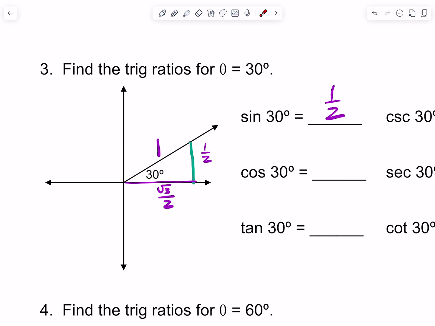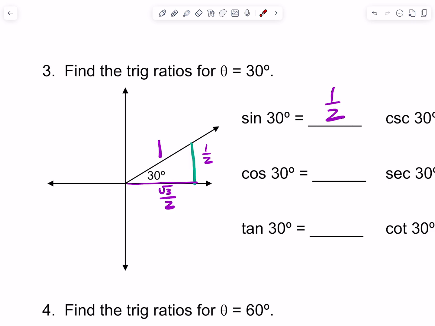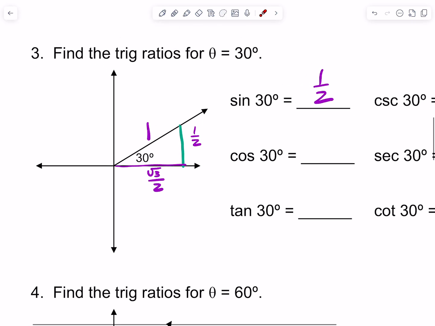Memorize, that's the one thing I'm going to ask you, actually in advance, I'm going to ask you to memorize a little bit more. But then cosine would be this divided by that, which would just be radical 3 over 2. And it comes from your special right rules that you learn in geometry. Tangent would be 1/2 divided by radical 3 over 2, which turns out to be just radical 3 over 3.